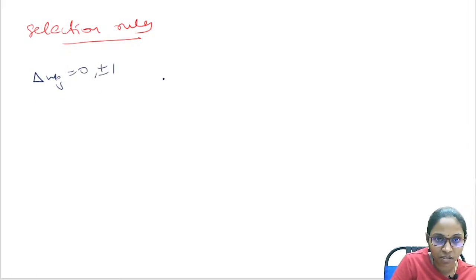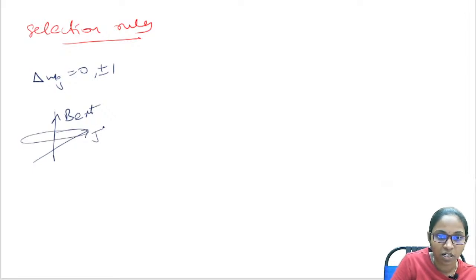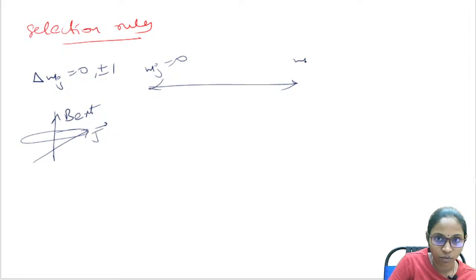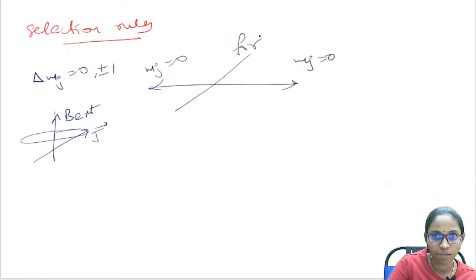Here J is precessing about this B bar, that is the external magnetic field. Therefore we are considering the selection rules for delta mj equal to 0, plus or minus 1. And not only that, here the transition from mj equals 0 to mj equals 0 is forbidden. Remember this point, very important point.